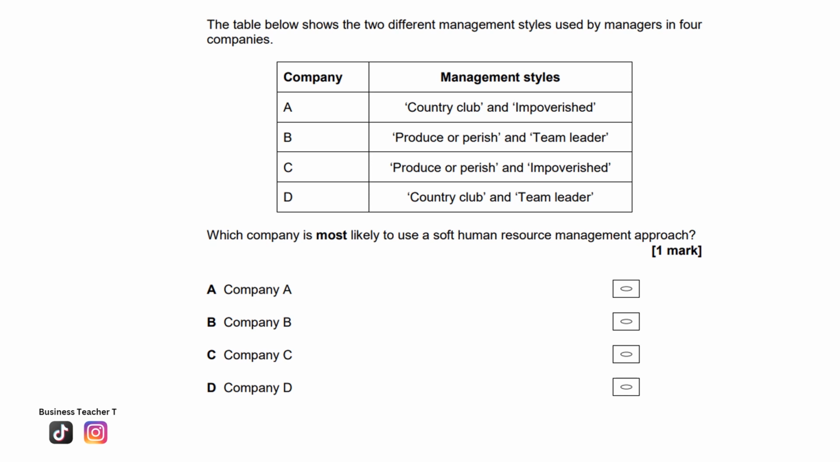Next question. The table below shows the 2 different management styles used by managers in 4 companies. We've got company A, B, C, and D, and the management styles. So company A, country club and impoverished. Company B, produce or perish and team leader. Company C, produce or perish and impoverished. And company D, country club and team leader. Which company is most likely to use a soft human resource management approach? Is it A, company A, B, company B, C, company C, or D, company D?